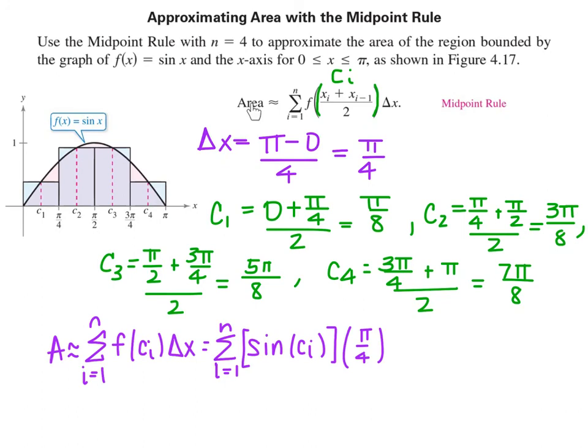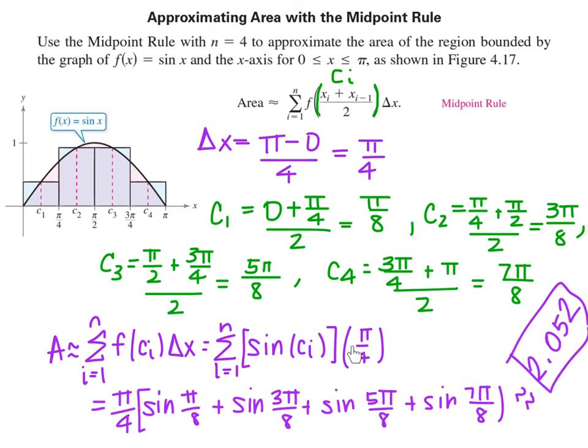So next I'm ready to throw it into this area equation. So know that it's the approximation, so there's no limit as n approaches infinity. We have a fixed n value. So I have the summation of f of this c value times delta x, which is the summation of sine of that c value times pi over 4. And what that looks like is pi over 4 times sine of pi over 8, which comes from here, plus sine of 3 pi over 8, which comes from right here, plus sine of 5 pi over 8, which is from there, and sine of 7 pi over 8, which is right here.